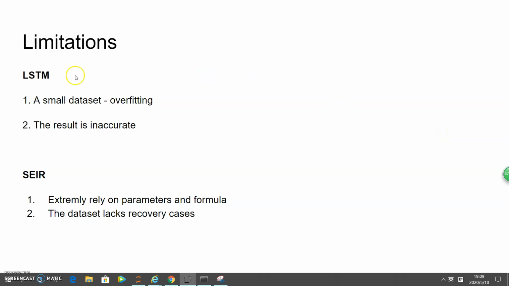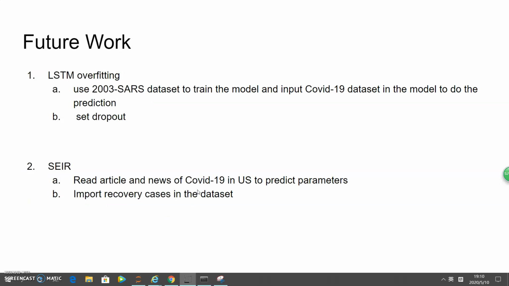For the limitations, the LSTM has overfitting because the dataset is too small and the result is inaccurate. The SEIR model relies extremely on parameters and formulas, and the dataset lacks the recovered cases. In future work for the LSTM, we may use the 2003 SARS dataset to train the model and improve it with the coronavirus 19 dataset to do the prediction.